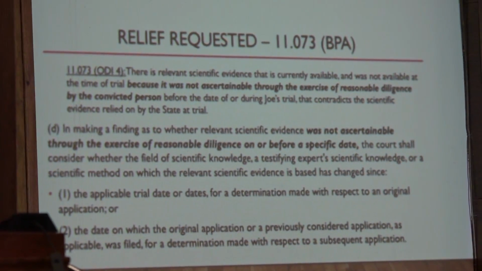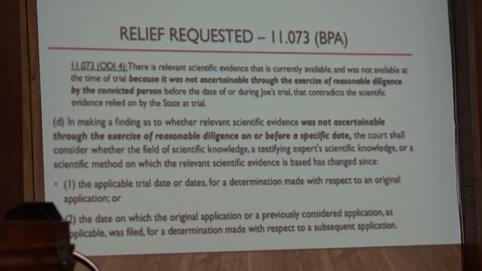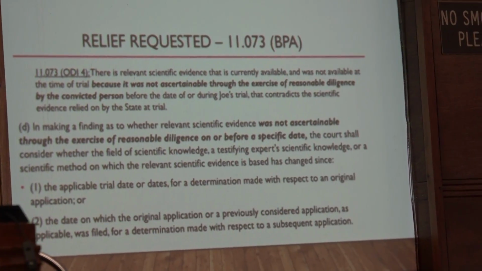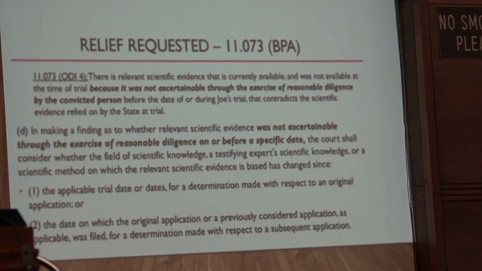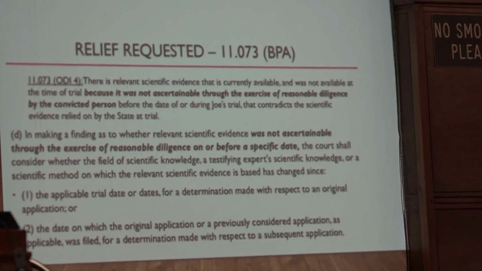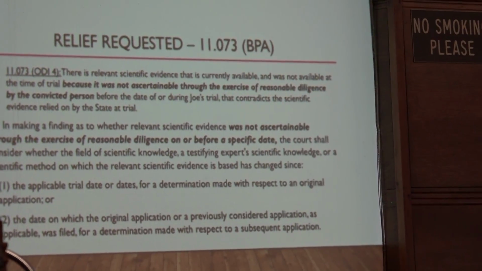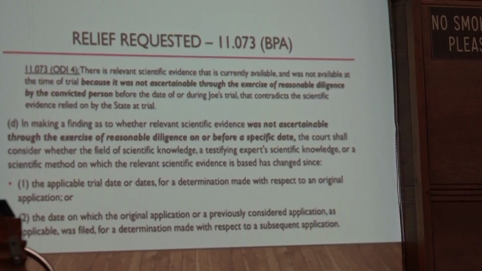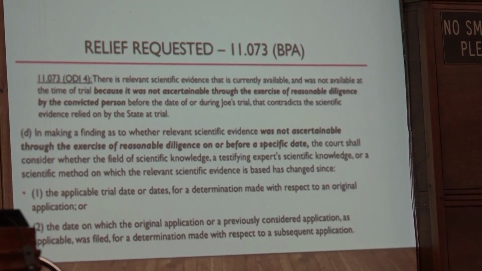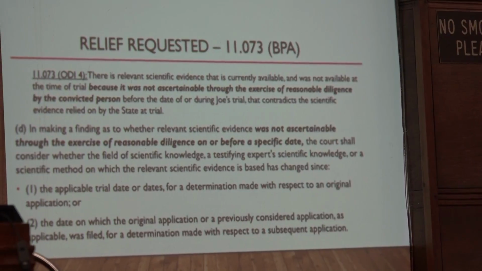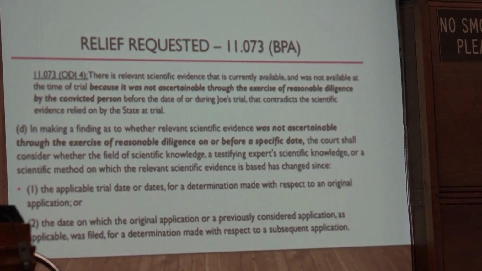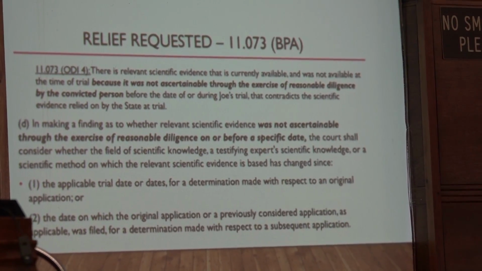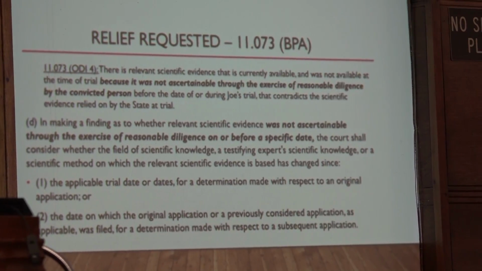And then, also 11073. What do I have to show to get relief under 11073? That the relevant scientific evidence that is currently available was not available at the time of trial, and that things the court can consider when making that determination is whether the field of scientific knowledge, a testifying expert's scientific knowledge, or a scientific method on which the relevant evidence is based has changed. The state complains in its answer that we didn't show an expert's change in opinion. Today I did. I fixed it.